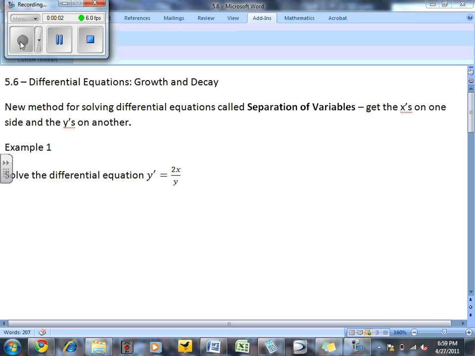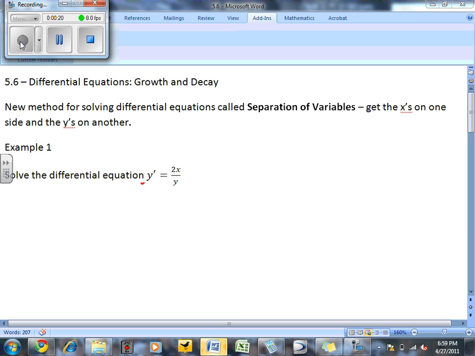Okay, 5.6 is about differential equations and growth and decay. So just a different method of solving differential equations is going to be called separation of variables. All right, we're going to get the x's on one side and the y's on the other. And I'm going to show you the easier way that I was shown how to solve this problem.